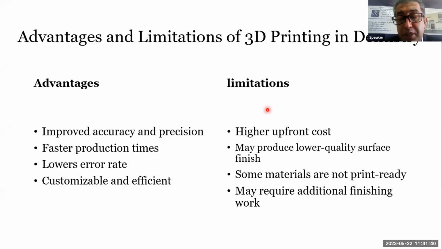Sometimes it has lower quality, just in comparison with a milling machine in producing some crowns. In these cases we can say that it has low quality, but in other parts, no, it has very high quality. Maybe the biggest limitation is that some materials are not printable. And I think in a very close future, this problem will be solved. And also after the product comes out of the printer, it needs some additional finishing work.